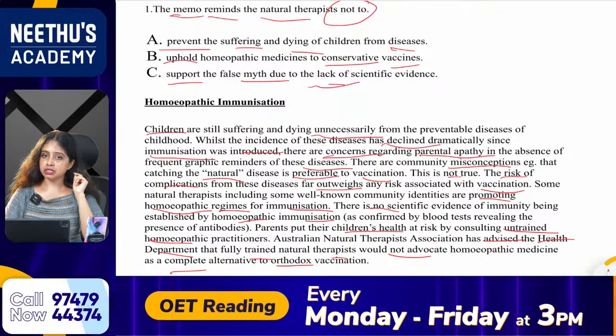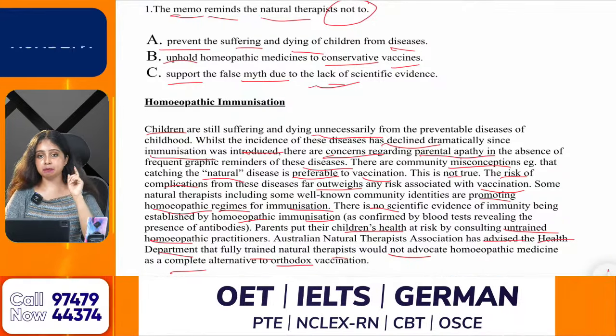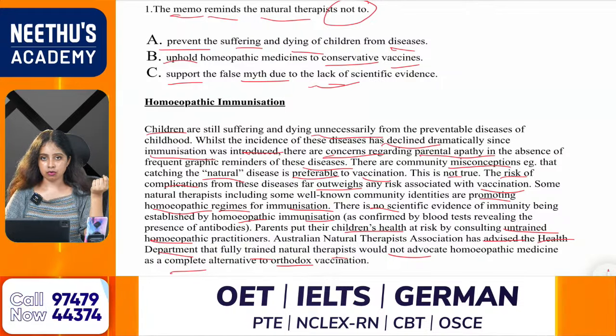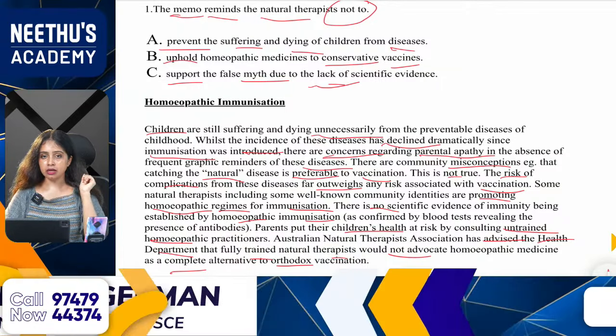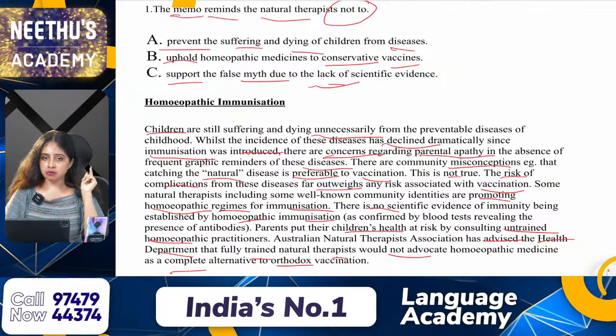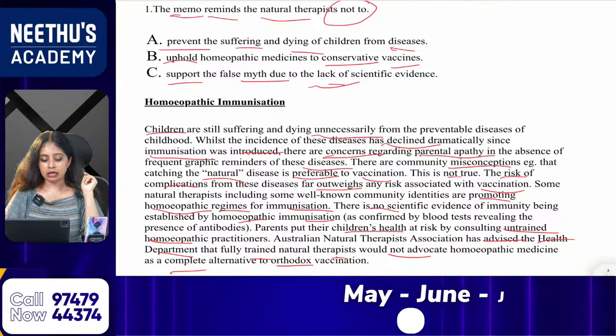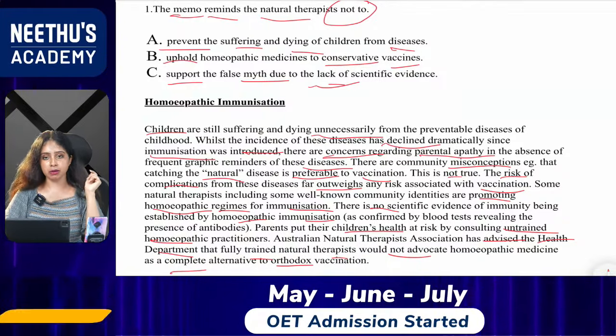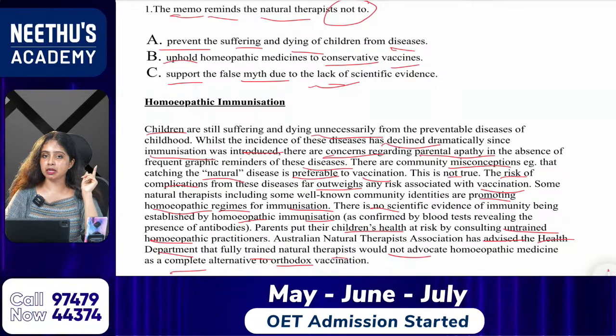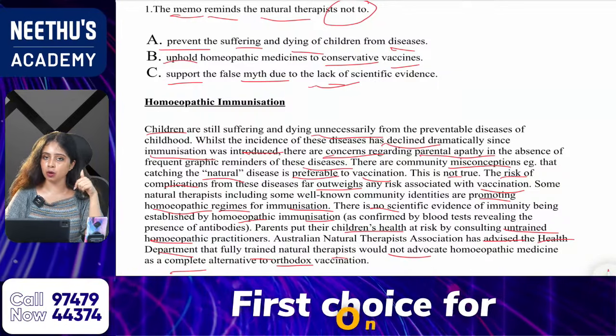Alright, so what was the question? The memo reminds natural therapists not to. Okay, so as you can see here, any one of the options will be a contradictory option, and the other option will be not mentioned. Only one option will be the correct answer. So we can eliminate the options now.